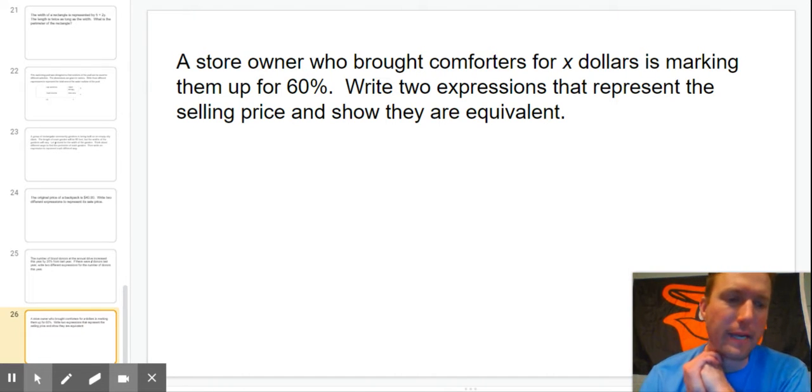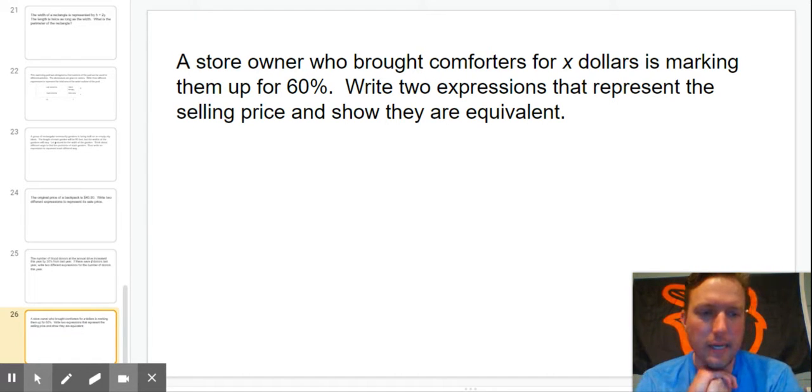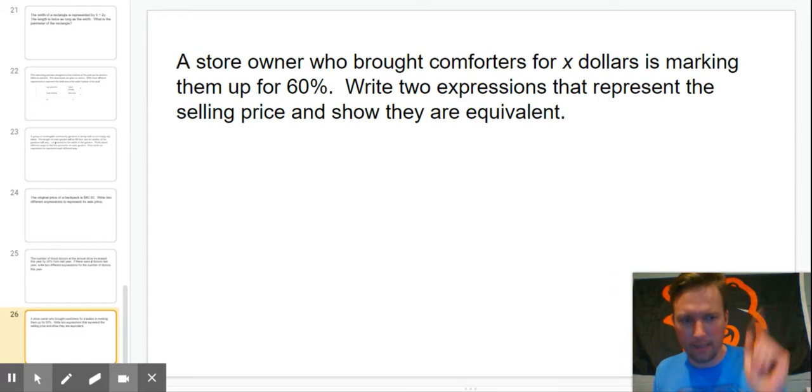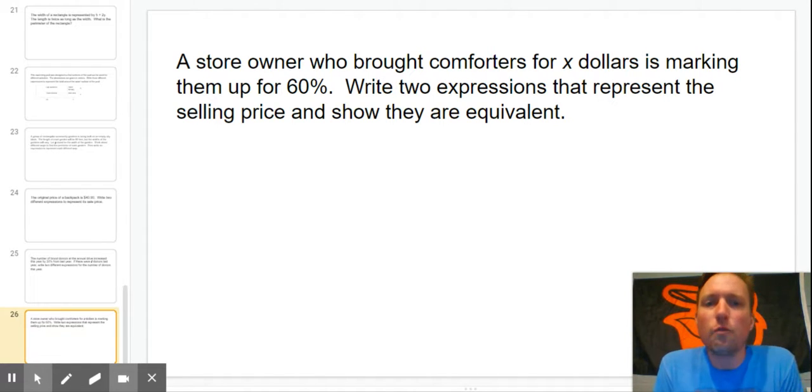We're back at it. We are talking about writing linear equations. In this case, we are writing equivalent expressions. Let's get right to it. It says a store owner who bought comforters for X dollars is marking them up 60%. Now, time out. What does it mean to mark something up? It means that we are going to be increasing the price. So that's a clue. Write two expressions that represent the selling price and show that they are equivalent.